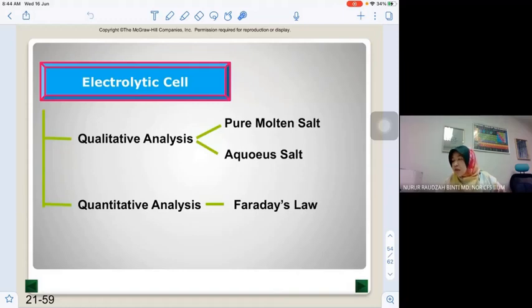So these are the three things that we have to consider when we want to determine the products at the anode and cathode. That information we then need to bring to the second part of this electrolytic cell, which is the quantitative part. It involves calculation, so please make sure that you have your calculator in your hand. In this quantitative part, we will apply Faraday's Law whenever we solve the calculation questions.